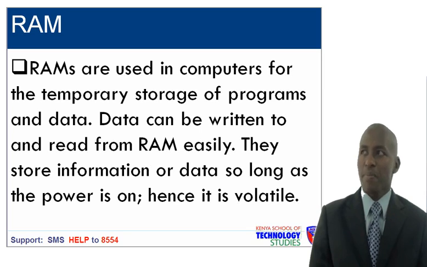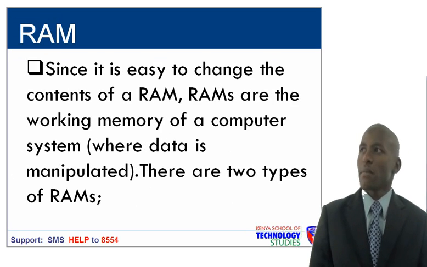Let us start with RAM. RAM meaning random access memory. RAMs are used in computers for the temporary storage of programs and data. Data can be written and read from RAM easily. They store information or data so long as the power is on, hence it is volatile. Since it is easy to change the contents of RAM, RAMs are the working memory of a computer system, i.e. where data is manipulated.